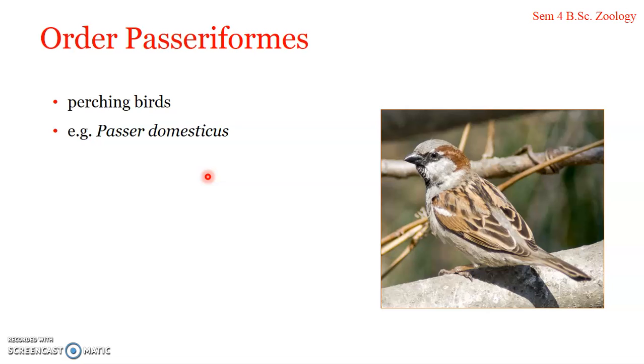Then we have the common myna, Indian robin, golden oriole, black drongo, the weaver bird, the flycatchers, the bulbuls, the magpie, then larks, finches, wagtails. All these very common birds come under the Passeriformes. Okay, and Passer domesticus is the example which you are supposed to learn in a little detail.